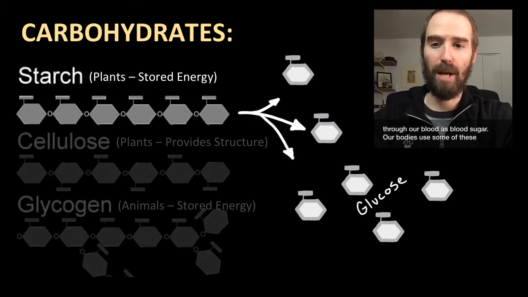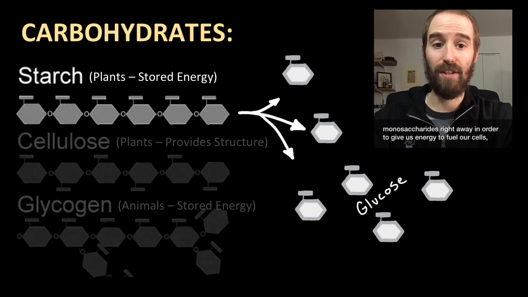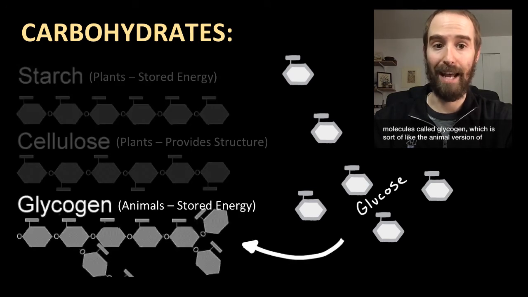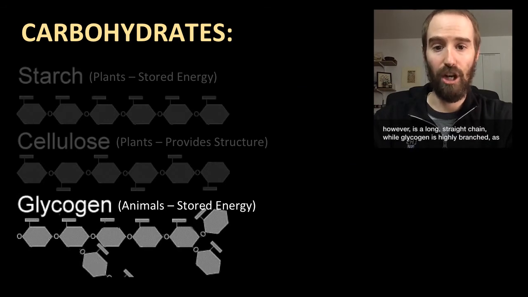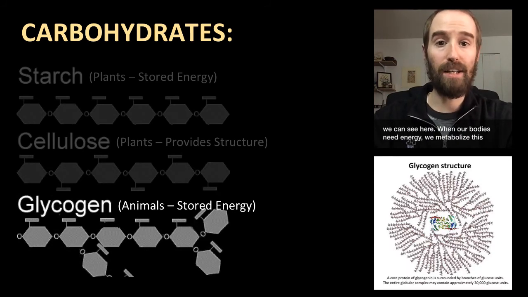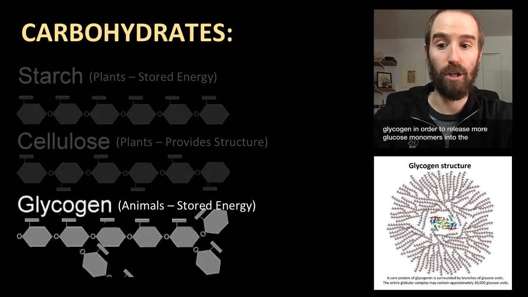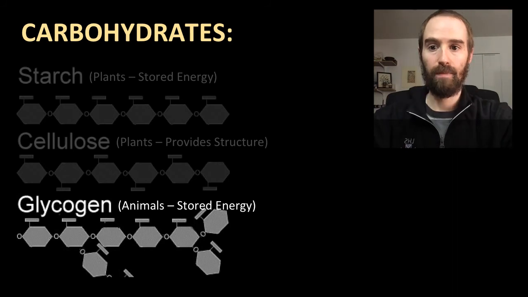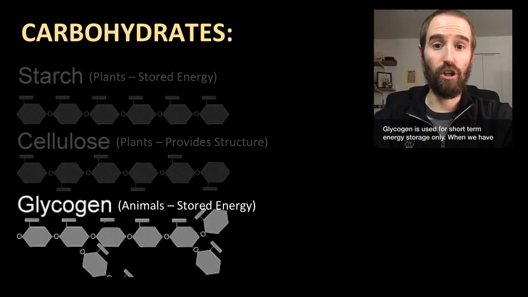Our bodies use some of these monosaccharides right away in order to give us energy to fuel our cells. And when we have extra blood sugar, our bodies assemble these into larger molecules called glycogen, which is sort of like the animal version of starch. It's our way of storing these glucose molecules for later. Starch, however, is a long straight chain, while glycogen is highly branched, as we can see here. When our bodies need energy, we metabolize this glycogen in order to release more glucose monomers into the bloodstream. Glycogen is used for short-term energy storage only.